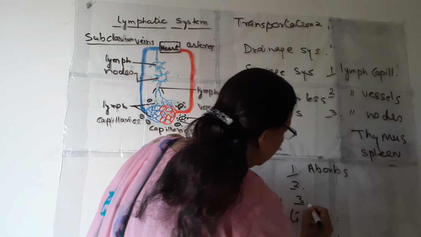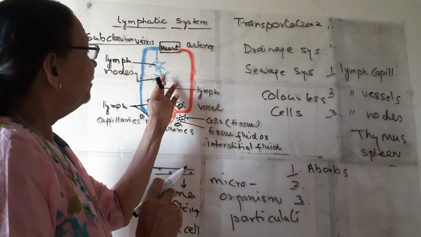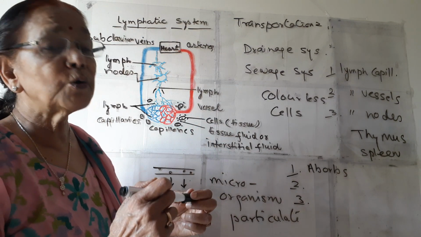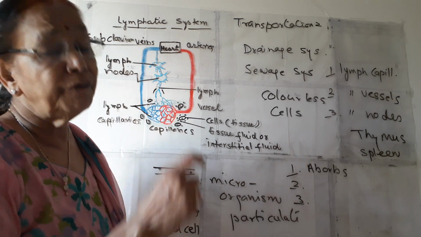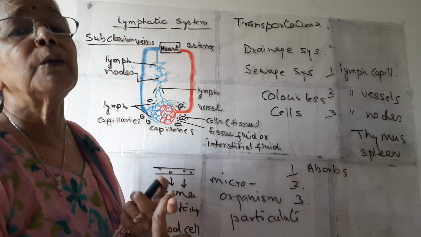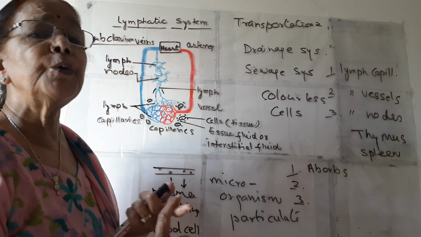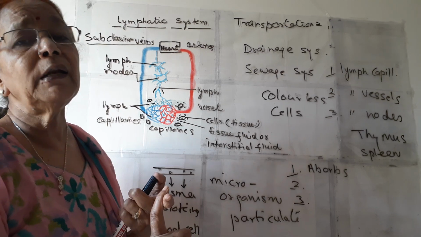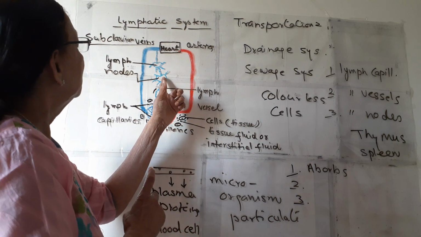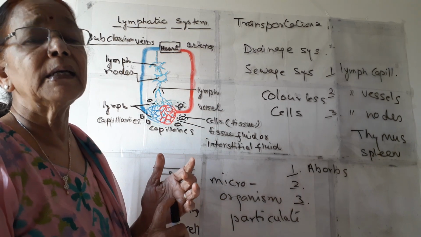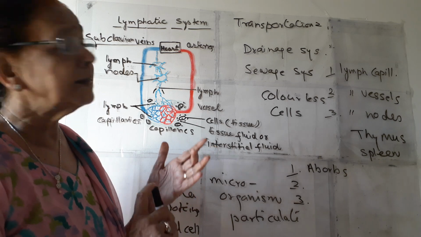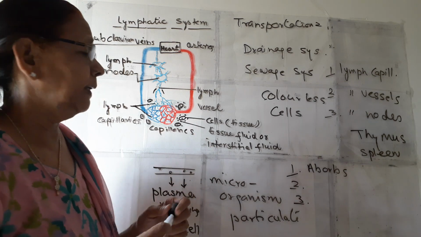The third function is that filtration is done in the nodes, and these nodes also produce certain lymphocytes, other immune cells, and also the cells which produce antibodies for fighting disease. So, very important, these lymph nodes produce lymphocytes and antibody producing cells for increasing the immunity of the body.